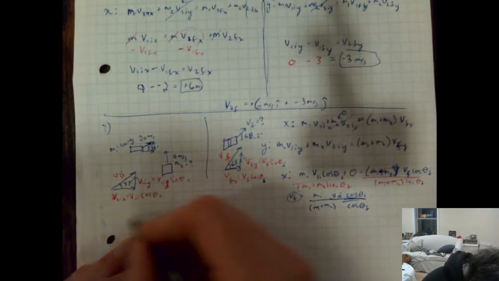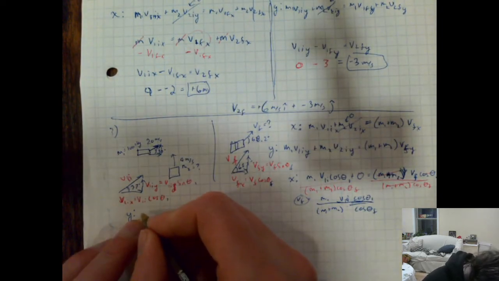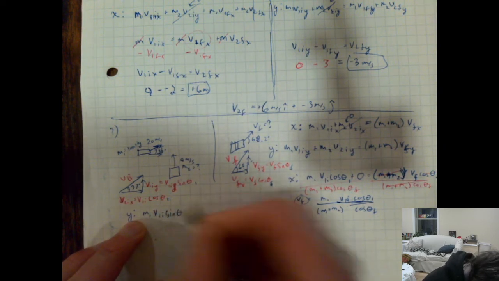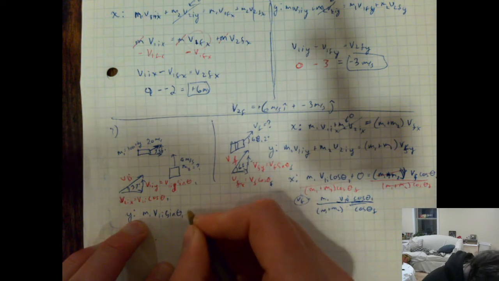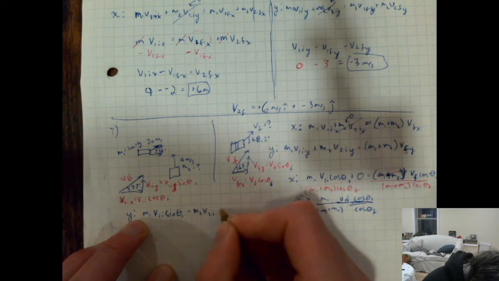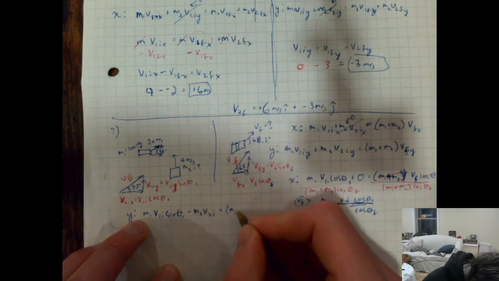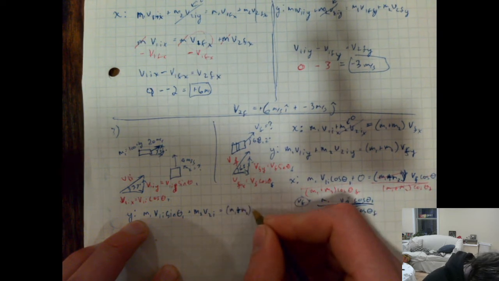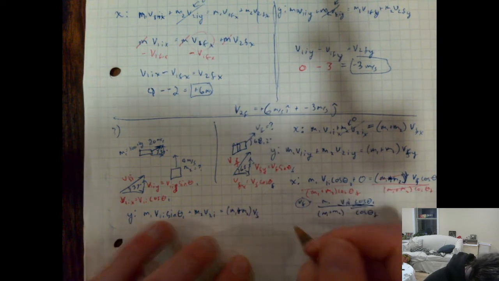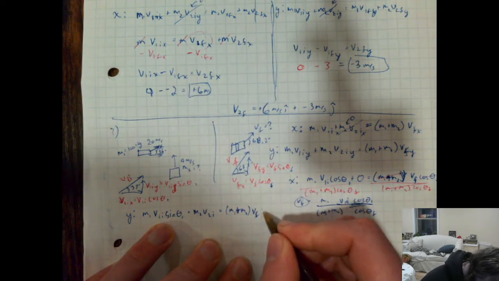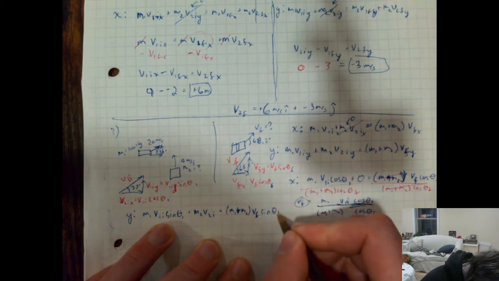Over in the y direction, we're now all ready to plug that in if we go ahead and set it up as m1 v1 initial times the sine of theta 1 plus m2 v2 initial, which will equal their combined mass times their final velocity times the sine of our final angle.